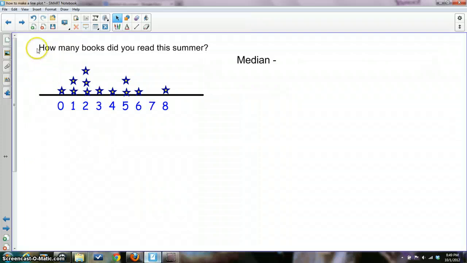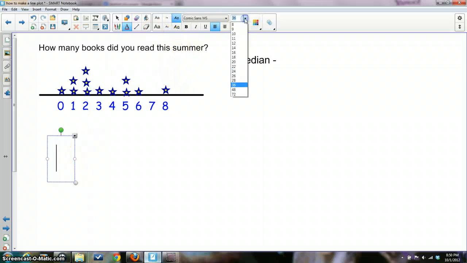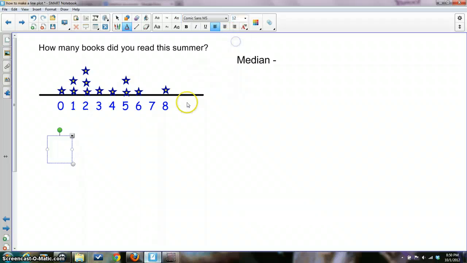So here is the line plot with how many books did you read? Well, the first thing that you have to do if you want to find the median is you have to put the numbers in order from least to greatest. So I'm going to start at the 0 because that's my first number, and you'll see I have 1 star. That means I'm going to write the 0 one time. Then I have 2 stars over the number 1, so that means I'm going to write that number 2 times.